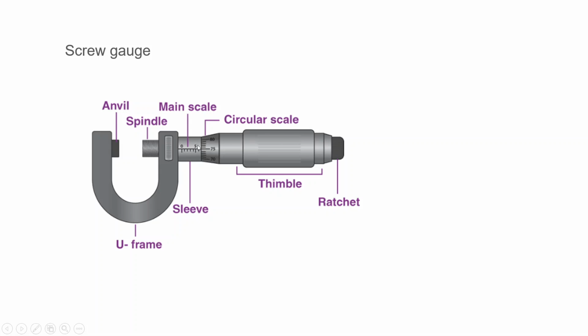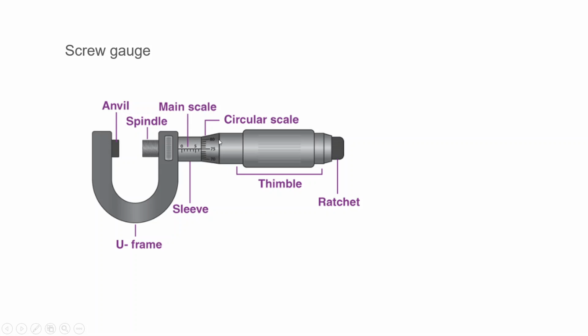What is important is this part called the main scale. Similar to the vernier caliper, here also there is an anvil and spindle, but you can consider them like two jaws, and you can keep whatever you want to measure, the length or width of something, or you can place a cylinder in between to find its diameter. We place it in this gap.